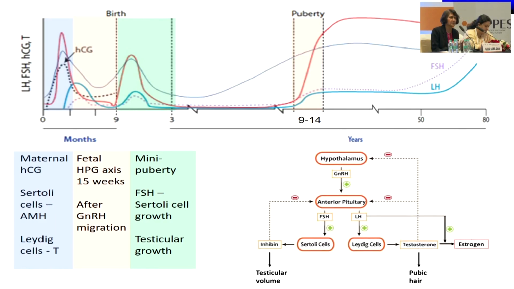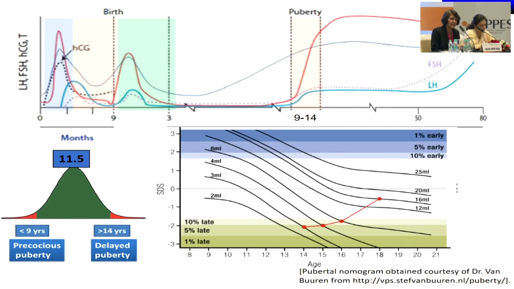And then we have typical events of puberty which really follow, which is governed by all the central parameters, the hypothalamo-pituitary axis, which in turn governs the testicular functions, namely the Sertoli cell function and the Leydig cell function, respectively.